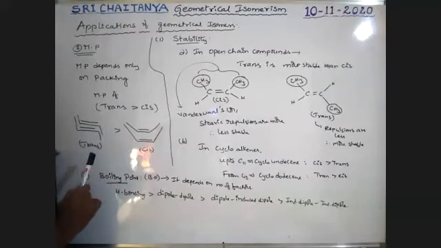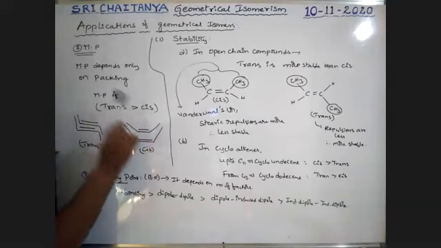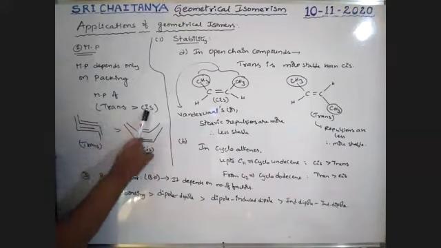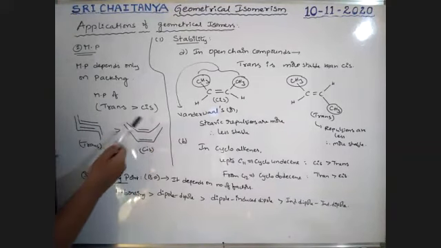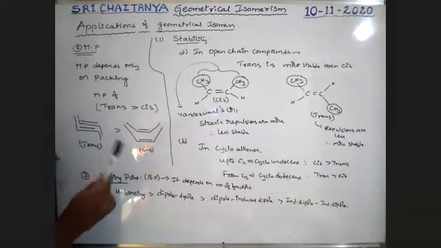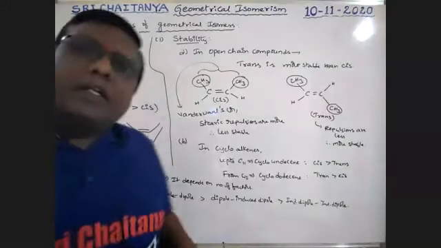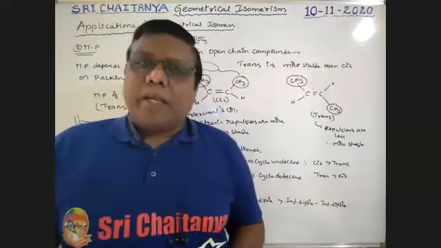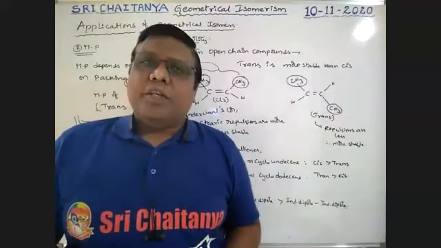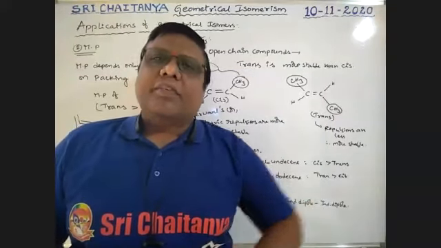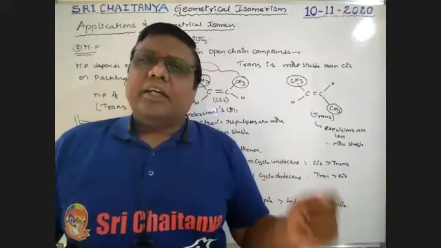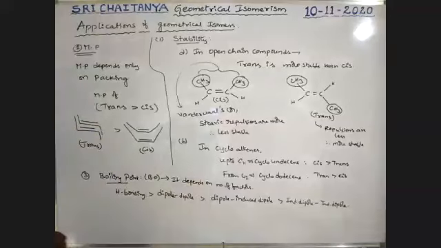More packing efficiency, more melting point. Therefore, trans compounds have more melting point than cis compounds. So it is mainly depending on packing efficiency. Melting point depends on packing efficiency. Perfect packing gives more melting points. That perfect packing is applicable in case of trans compounds. Therefore, melting point of trans compound is greater than that of cis compound. Note that point also.